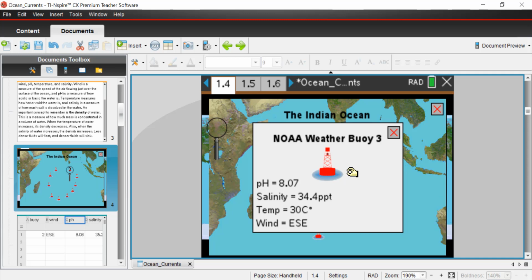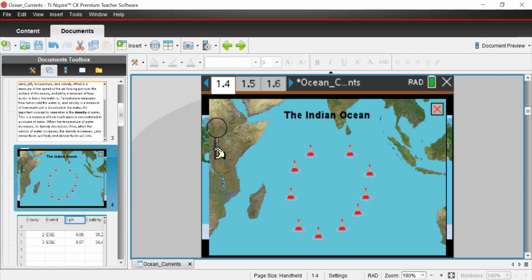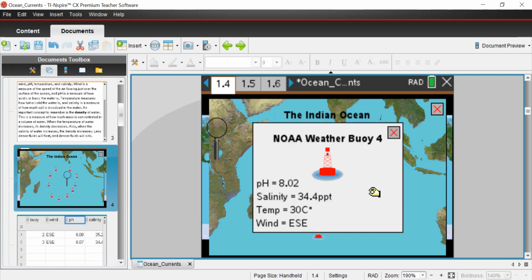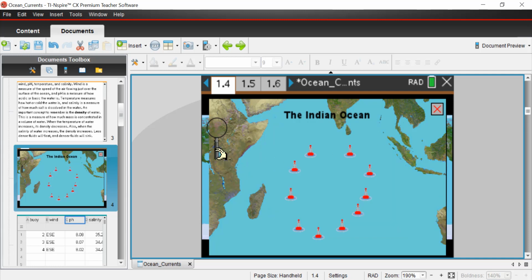Let's check this one out. Buoy number 3, pH is about the same, 8.07. Salinity is a little less, 34.4 parts per thousand. Temperature is 30 flat degrees C. Wind's blowing about the same, east southeast. I'm going to pick up the pace a little bit just so we can get through all of these. And we're capturing all of this data in that table.